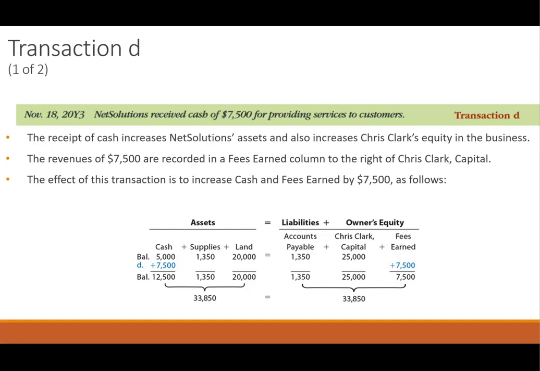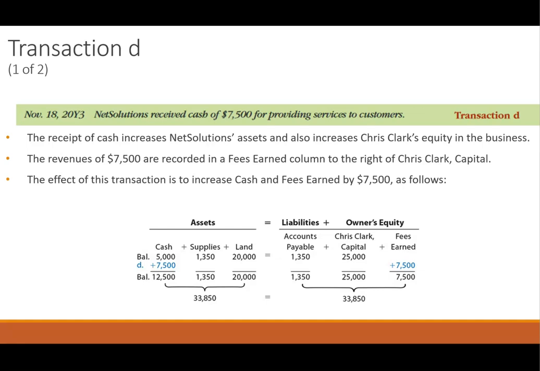Now, Net Solutions received cash of $7,500 for providing services to customers. So in this case, we received cash, which was awesome because we earned some money from providing services. What happens here is that cash is a resource or an asset, so that increased. But those fees we earned of $7,500 are part of revenue.